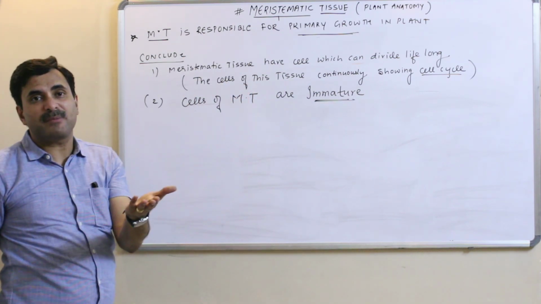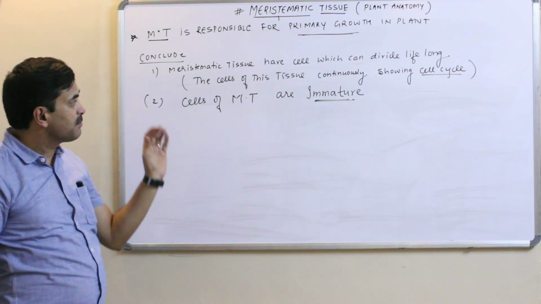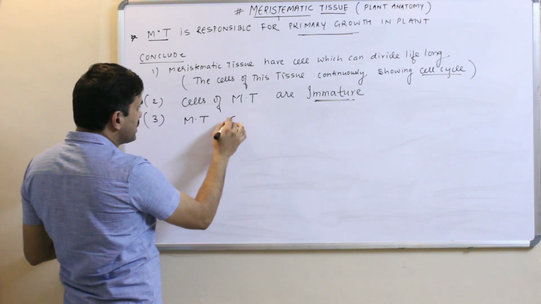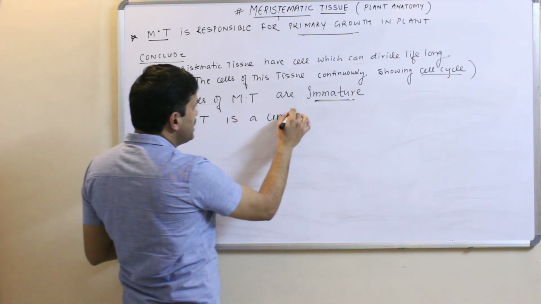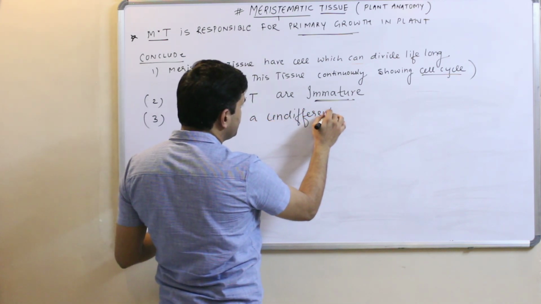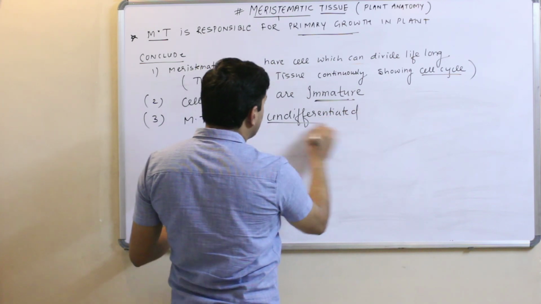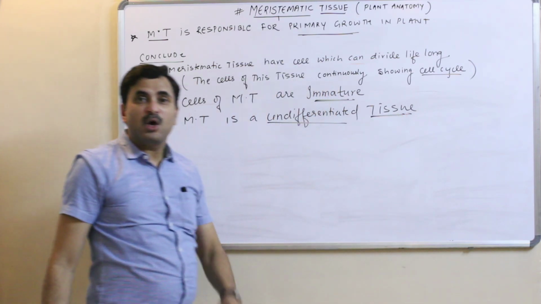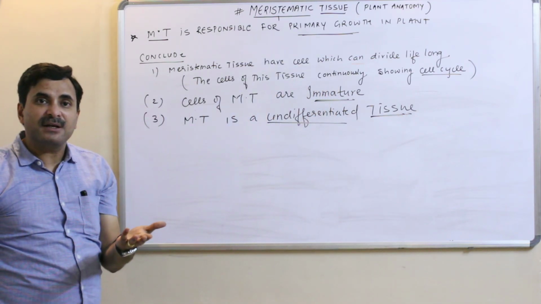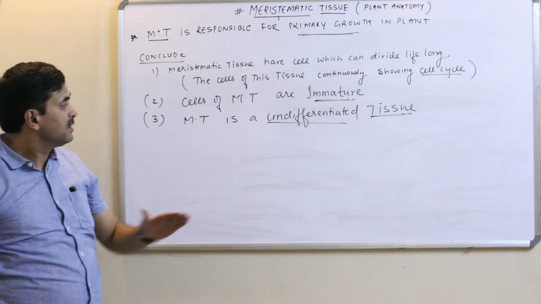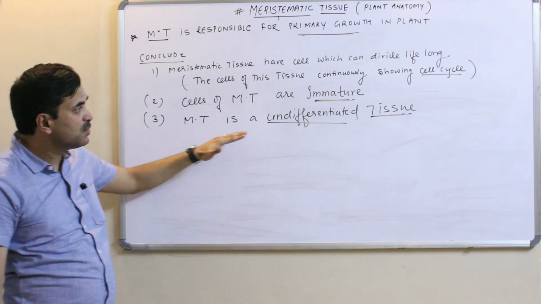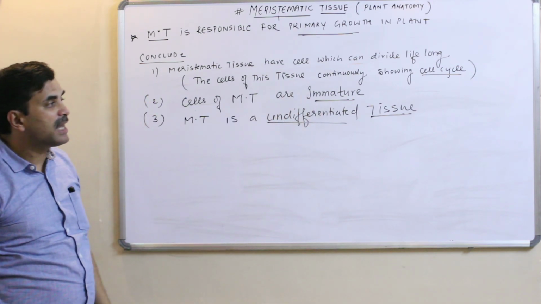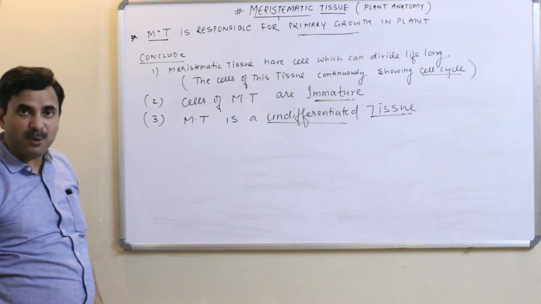Basically the cells of permanent tissue become mature, but these cells are immature, and meristematic tissue is an undifferentiated tissue. Why? Because its cells can divide. Once a cell gets differentiated, its power of division is lost, but the cells of the meristematic tissue always remain in an undifferentiated stage, because of which they have the power of division lifelong. Is it clear?